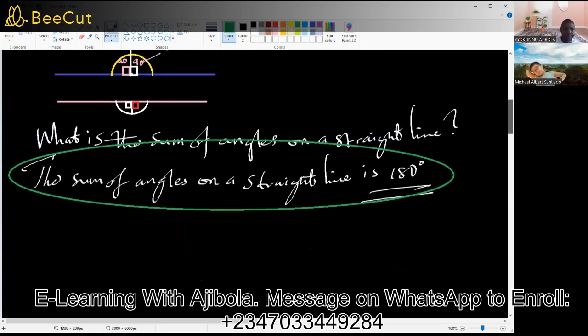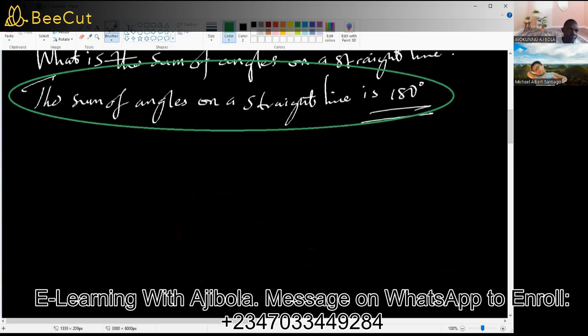What does that mean? It means that if I have a straight line like this, and I have an angle at a point like this, okay? Now, on this straight line, how many angles can you see? You can see the first angle, and you can see the second angle, right? So if the first angle is A, and the second angle is B, we can say A plus B must be what?